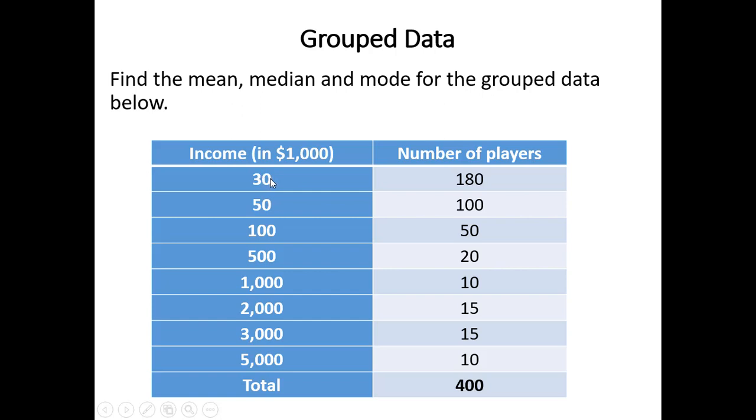We could think of these as specific values, that's fine. But let's say we wanted to do things like find the average from this data set. So that's where you'd have to approach this as finding the mean for grouped data.